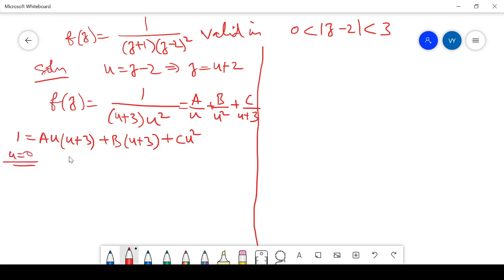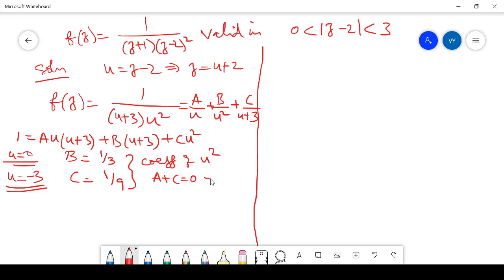When I substitute u is equal to 0, the first term and the third term become 0. You will have b is equal to 1 by 3. When I substitute u is equal to minus 3, the first two terms become 0 and c will be 1 by 9. When I equate the coefficient of u squared, I will have a plus c is equal to 0, which will give you a is equal to minus 1 by 9.